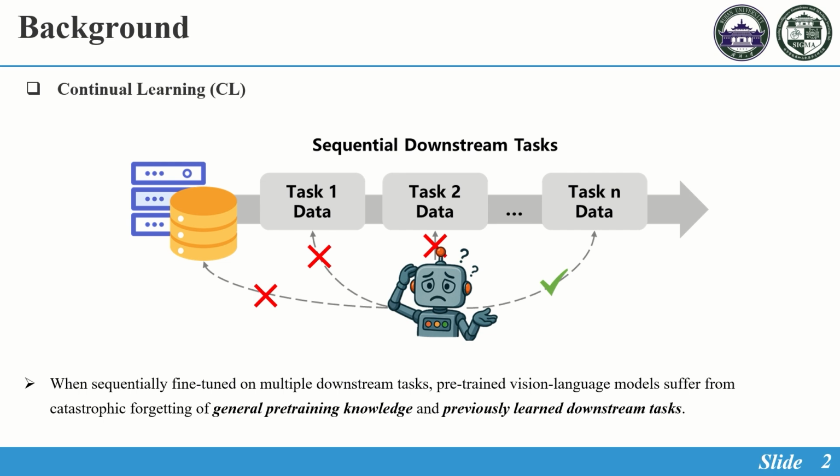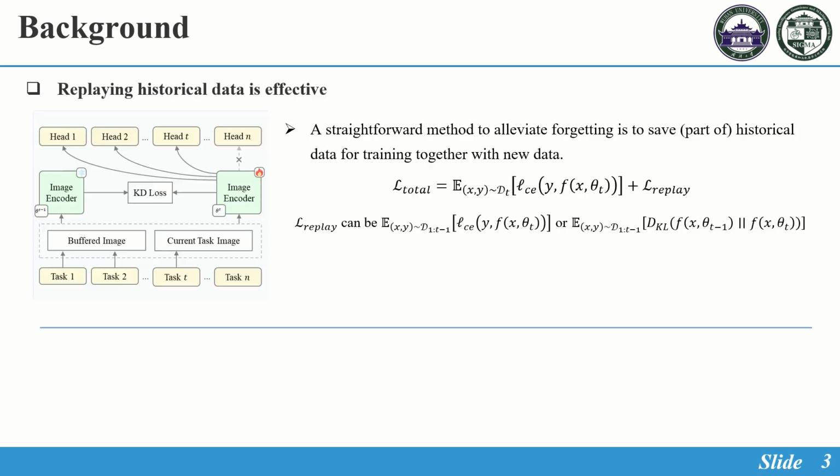It's clear that we humans can keep learning throughout our lives, which is known as lifelong learning. However, when sequentially fine-tuned on multiple downstream tasks, pre-trained vision language models suffer from catastrophic forgetting of general pre-training knowledge and previously learned downstream tasks. One straightforward method to alleviate forgetting is to save part of historical data and train together with new task data, which is known as replay.